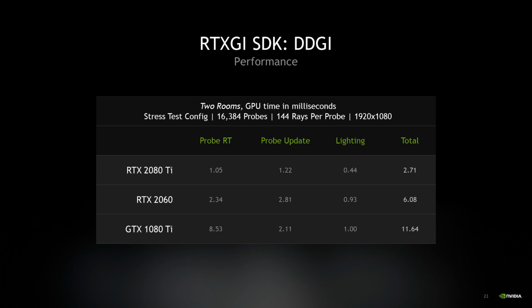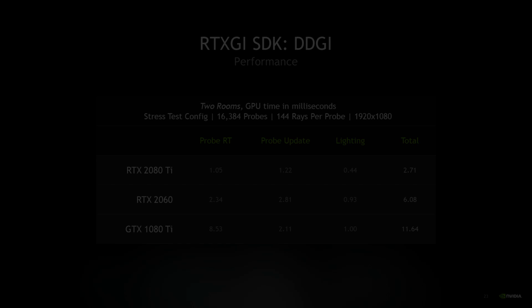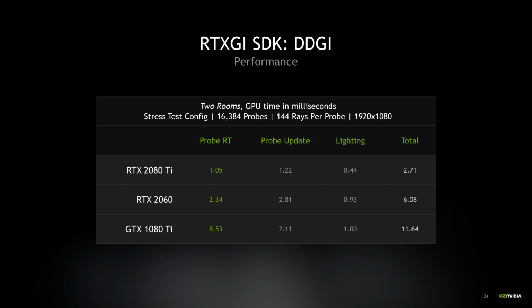In practice, you'll most likely use way fewer probes than this due to a variety of optimization techniques like dynamically disabling probes. Keep in mind that this also means the total per frame cost in milliseconds in practice will likely be much lower than what is shown in the stress test. All that said, this configuration works nicely as a general scalability test. Okay, let's dig into the numbers.